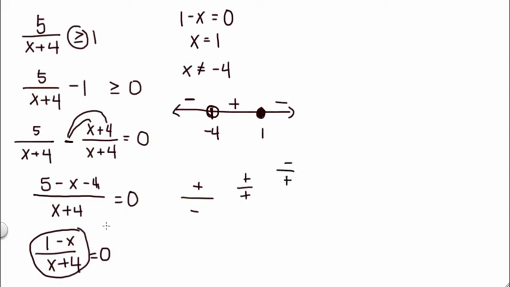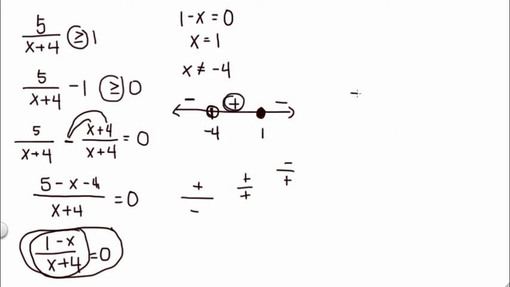Keep in mind that I'm working with this expression here, not the original. If you were going to work with the original, you just plug it in and see if it's true or false. So if you plug in negative 5 and you get something that's greater than or equal to 1, then that's the area that you want. There are multiple ways to look at it. I'm looking at the inequality with the 0 on one side. Since we wanted it to be greater than or equal to 0, we want the area where it's positive. So this is the region that we want.